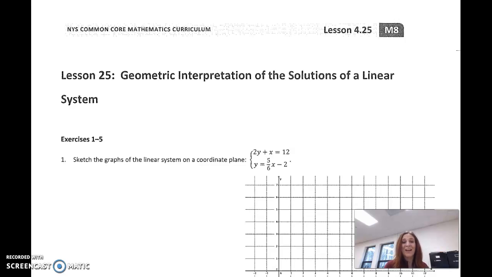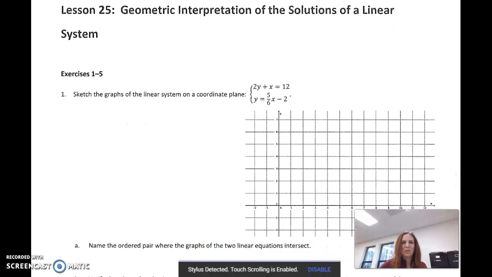All right, lesson 25 is on the geometric interpretation of the solutions of a linear system. So again, we are working with systems in this topic D here. And don't stress about this whole geometric interpretation. Basically, let's solve this by graphing, okay? So we're dealing with linear equations here.